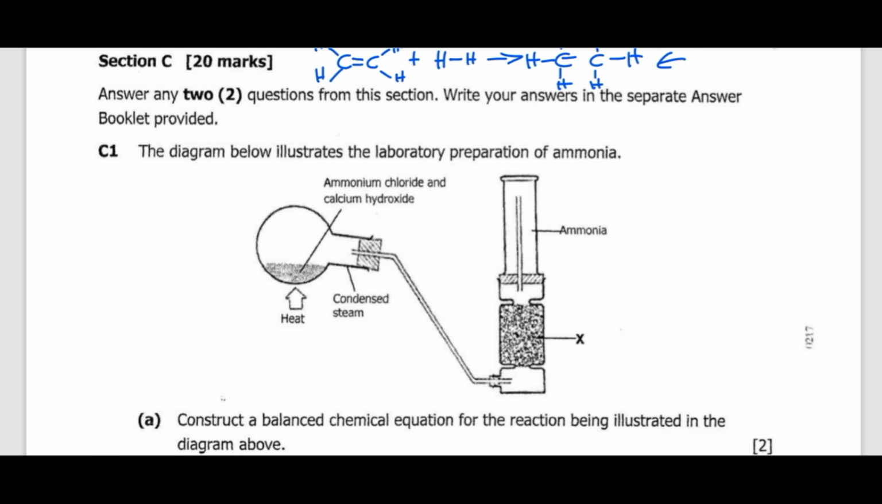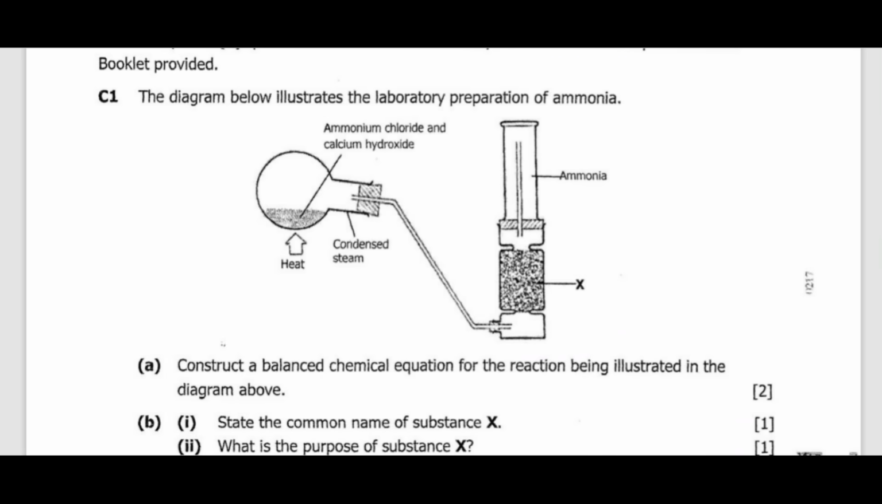Okay, so let's look at this question here. The diagram below illustrates the laboratory preparation of ammonia. Construct a balanced chemical equation for the reaction being illustrated in the diagram above. So the reaction is between ammonium chloride, NH4Cl aqueous, plus calcium hydroxide, also aqueous.